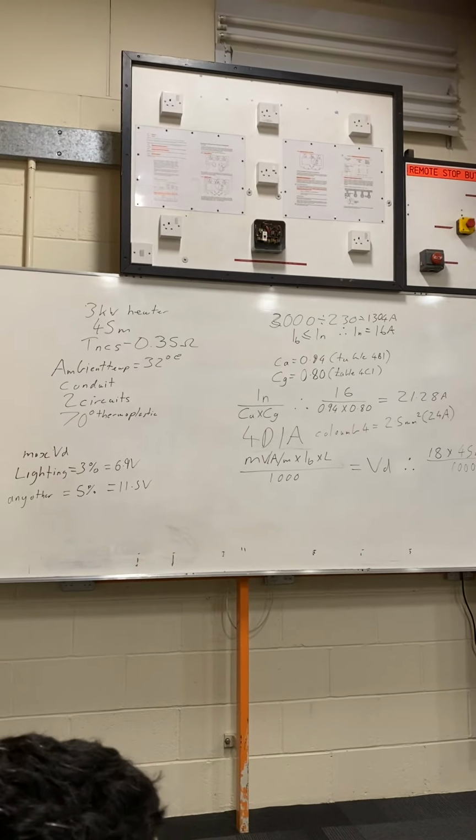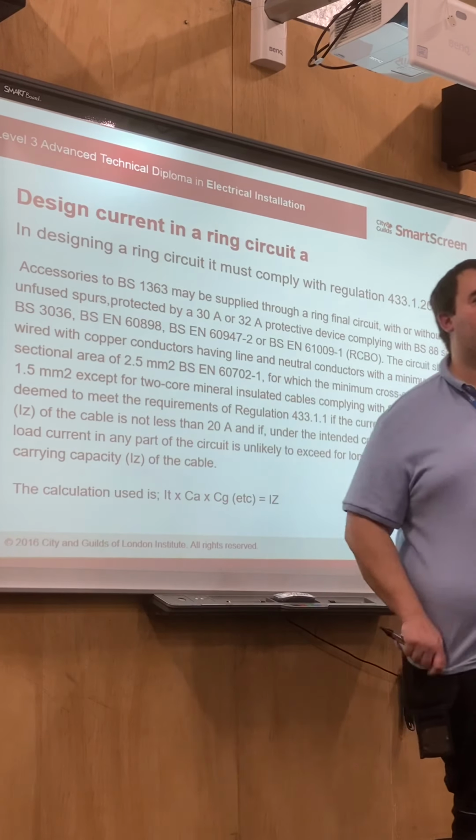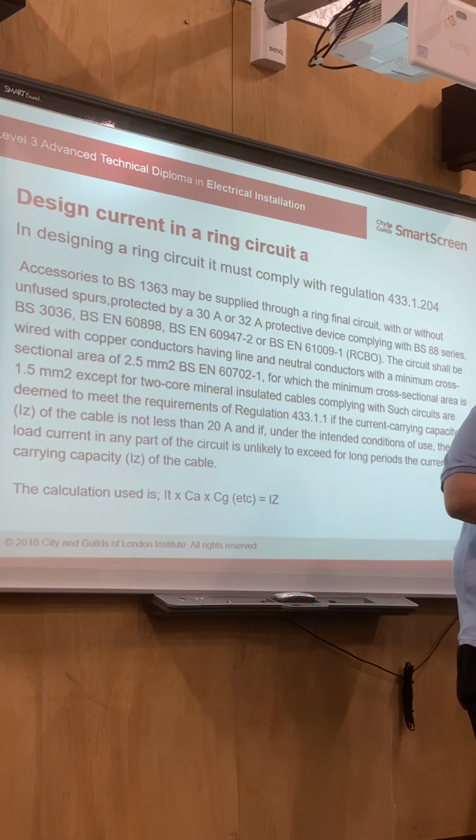What if it was 3 phase? Then you'd be taking 400 and working out what the 5% of 3 phase is. 5% of 400 volts. Okay? Which I think works out about 20 volts.